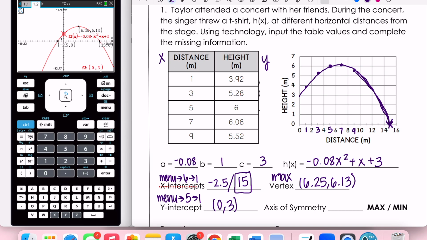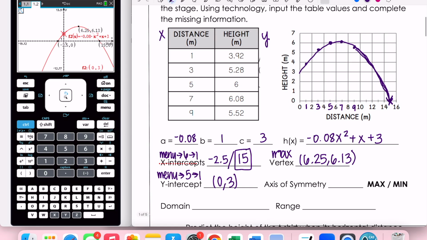Okay, next up is your axis of symmetry. So remember, your axis of symmetry is the x value of your vertex. So here, the x value of our vertex is at 6.25. So here, my axis of symmetry is going to be x equals 6.25. Now, when it comes to identifying your maximum and minimum, remember that is the y value of your vertex. So we already determined that this was a maximum because it was the highest height, but we're going to say it's a max at 6.13. Again, your minimum or maximum value is the y value of your vertex, and your axis of symmetry is the x value of your vertex.